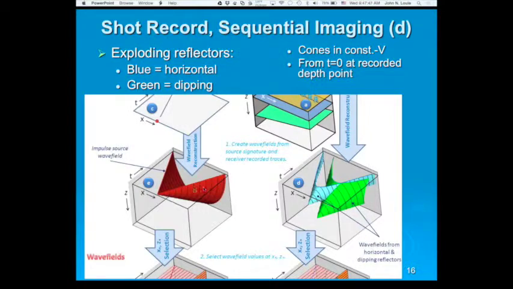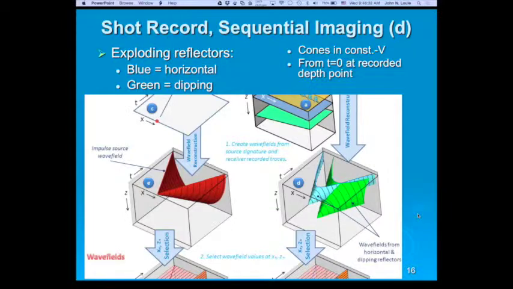Now you have to do the same thing with the source. That source is that point there, and there's nothing there but the source in the data plane, but you reconstruct the wave field. You just expand the source as it really did in the field. The source is going to expand into a cone, and all the constant time sections of the cone are semicircles. So the red source cone expands, and then we have the blue and green exploding reflector cones expanding.